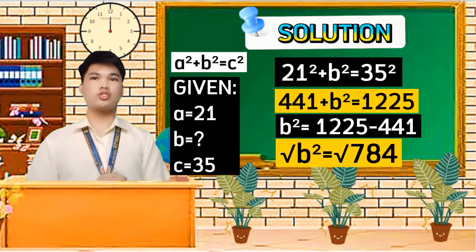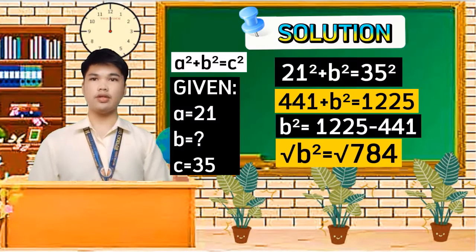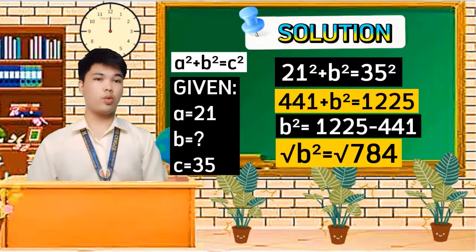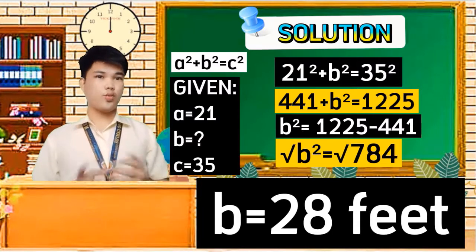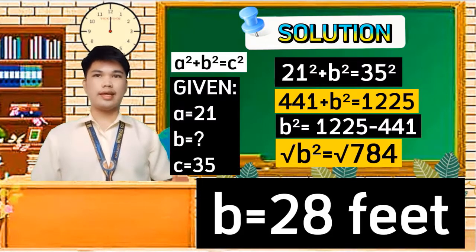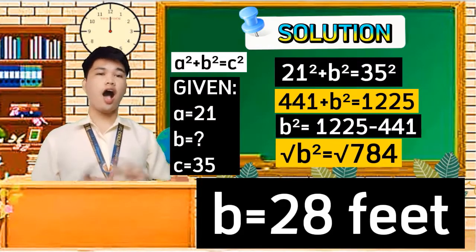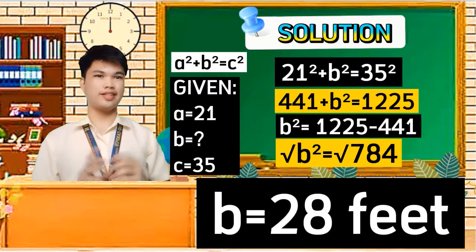In order for us to eliminate the exponent here in b, we need to take the square root of both sides. So we have now the square root of b squared is equal to the square root of 784. The square root of b squared is b, is equal to the square root of 784, which is 28. So meaning 28 feet is the answer to the question, how far above the ground is the point where the ladder touches the building. So that would be all for today.